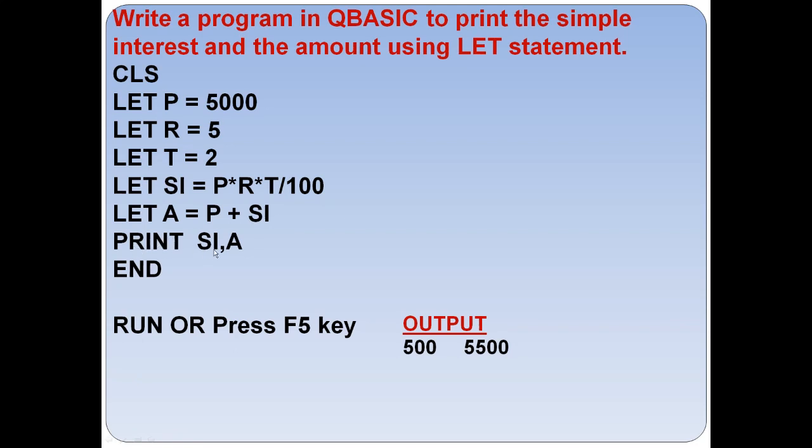Now we will print simple interest, the result after multiplying and dividing these three things, so SI will come, and amount will come like this, P, then 5000 plus SI, which is after multiplication and division. Then we will write run or we can press the F5 key. Then the output will come in this form. First this is SI, which means P multiply R multiply T, 5000 multiply 5 multiply 2 divided by 100, the result will come 500. And amount is P, 5000 plus 500, the amount will become 5500.